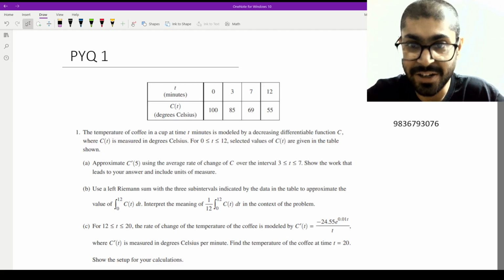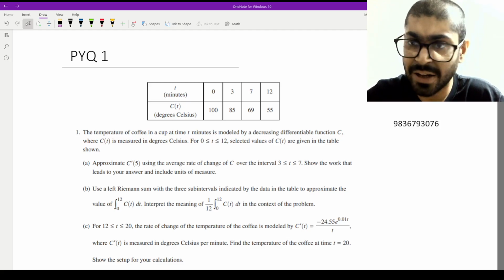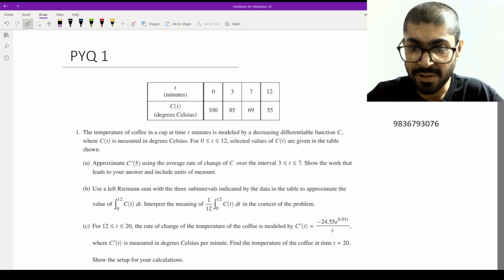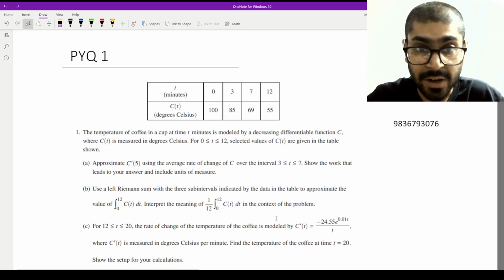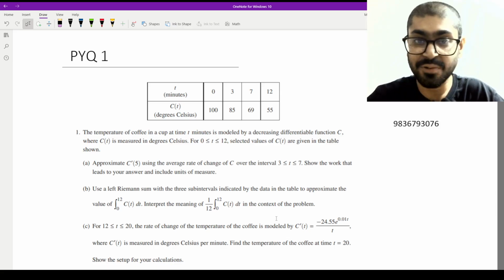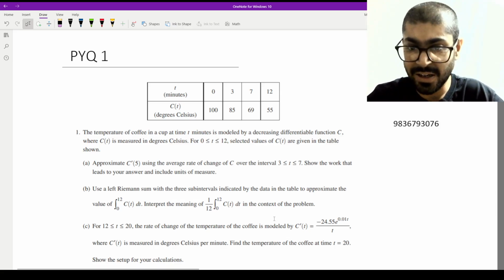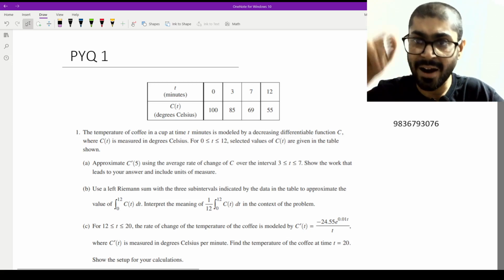For 0 less than t less than 12, the selected values of c of t are given in the table. So the values of c of t are given, and what do we have to do? We have to approximate c prime of 5 using the average rate of change of c. Now, approximation of a function at a time that is not given in the table: the times given are 0, 3, 7, 12.